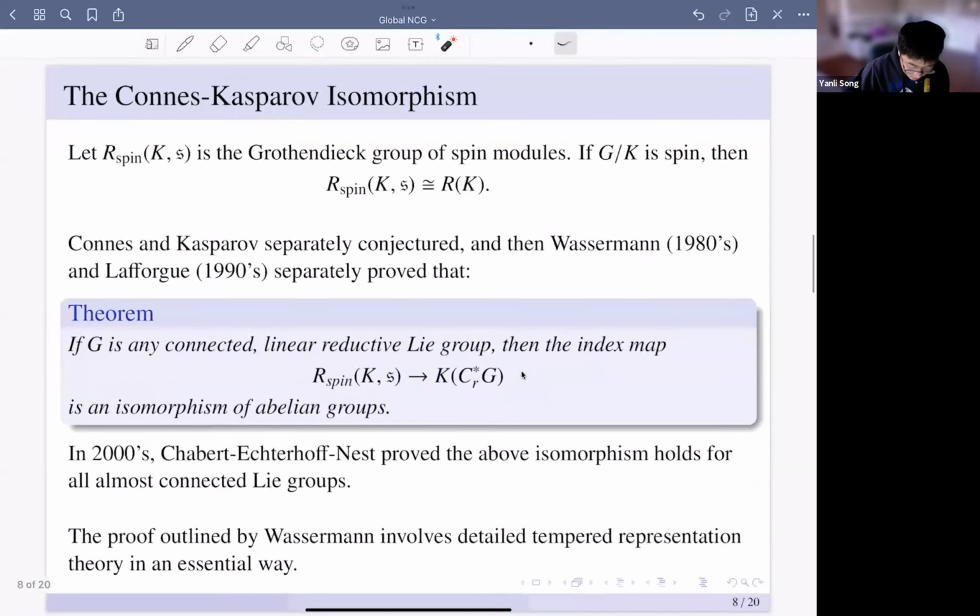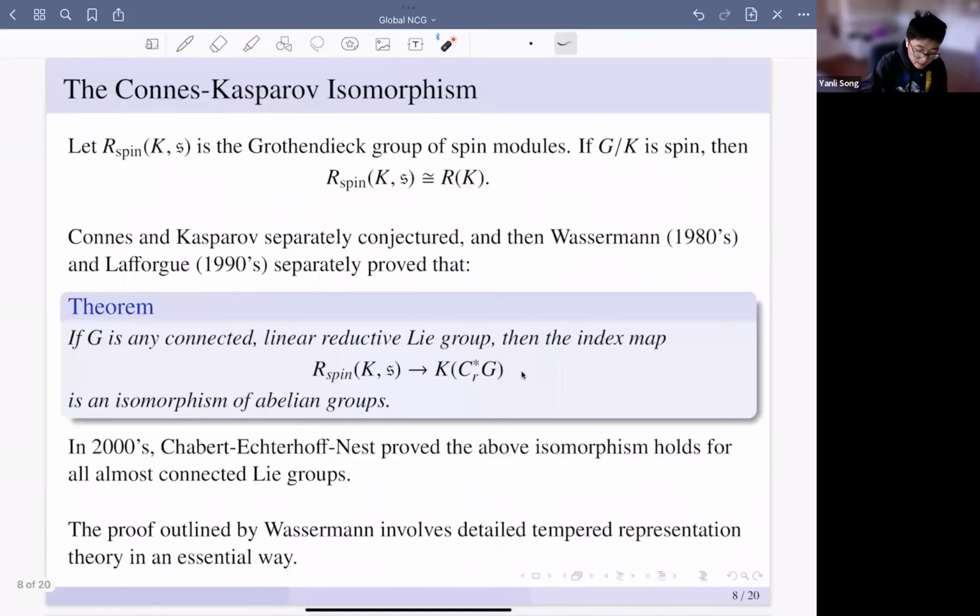Okay. So now we can talk about the Kasparov isomorphism. Let R spin Ks be the Grothendieck group of the spin modules. So it's just the difference of two spin modules. And if G mod K is spin, this group is isomorphic to R of K, the irreducible representations of K. Because as I said, if G mod K is spin, every spin module is in the form of S tensor a representation, where S is the unique irreducible representation of the Clifford algebra, and the other factor is a K representation if it is spin. But if G mod K is not spin, then this group is different from R of K, because you have to go to the representations of the twofold cover K tilde of K. But if it is spin, then this is just R of K.